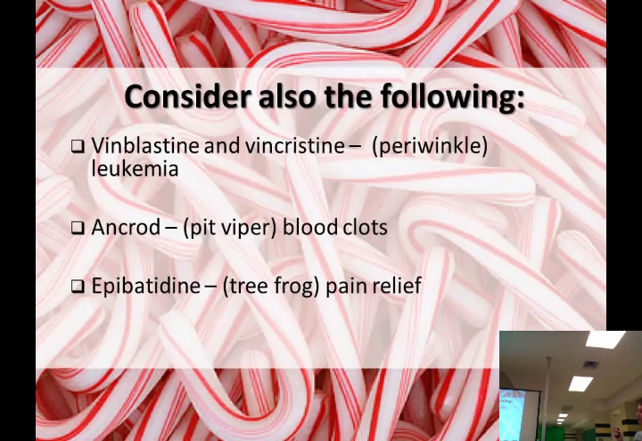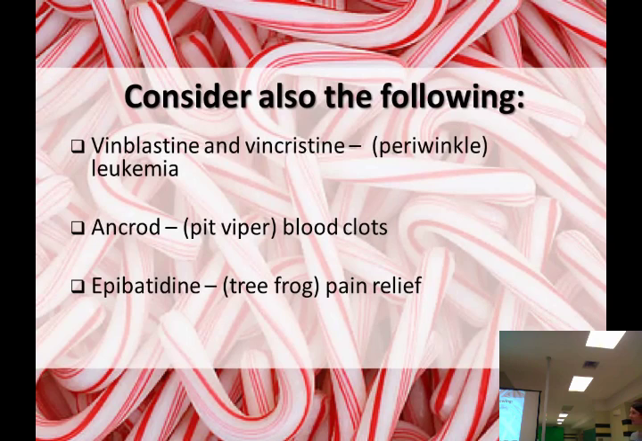Also on Madagascar is a pit viper, which is a type of snake, and it produces a chemical called Ancrod, which is something that humans use to treat blood clots. So people take Ancrod in order to keep their blood from clotting and causing blood clots to move from the lungs into the heart, into the brain.